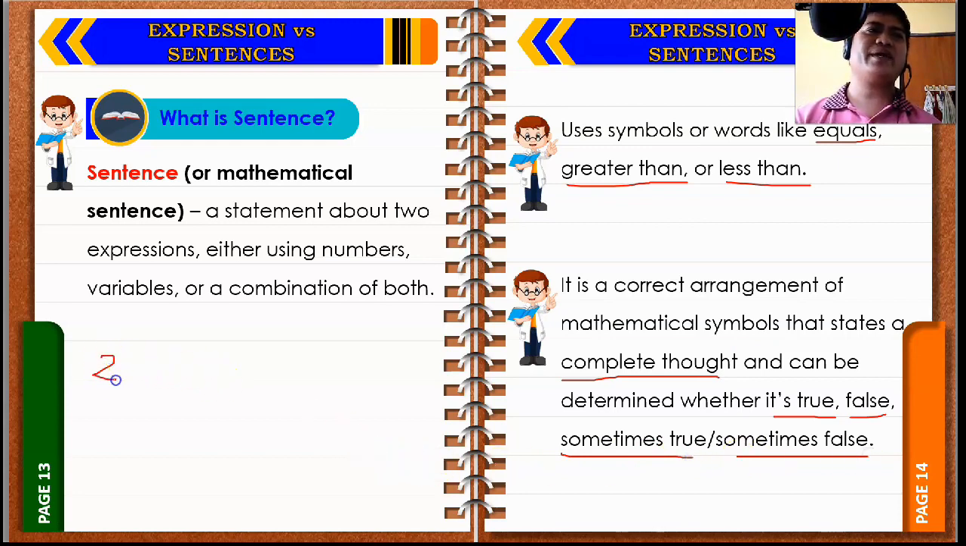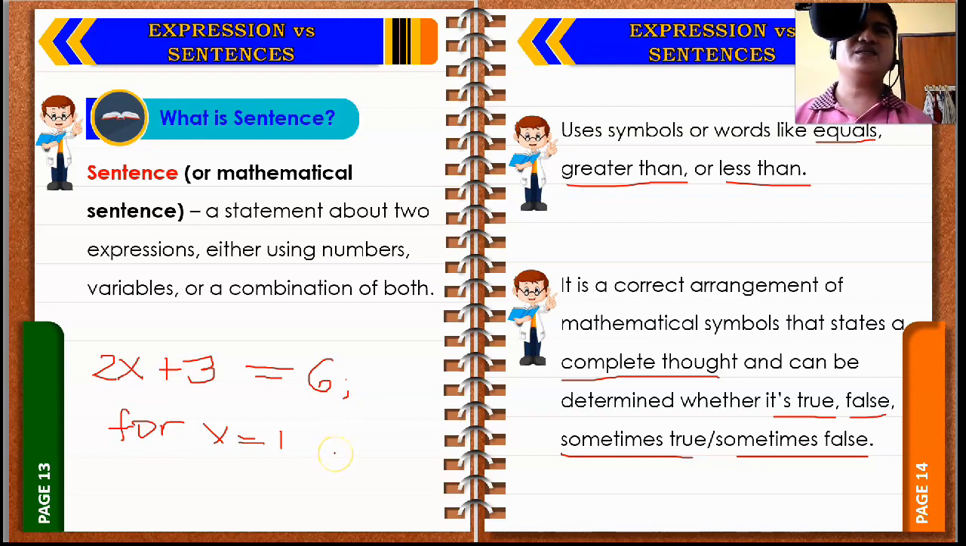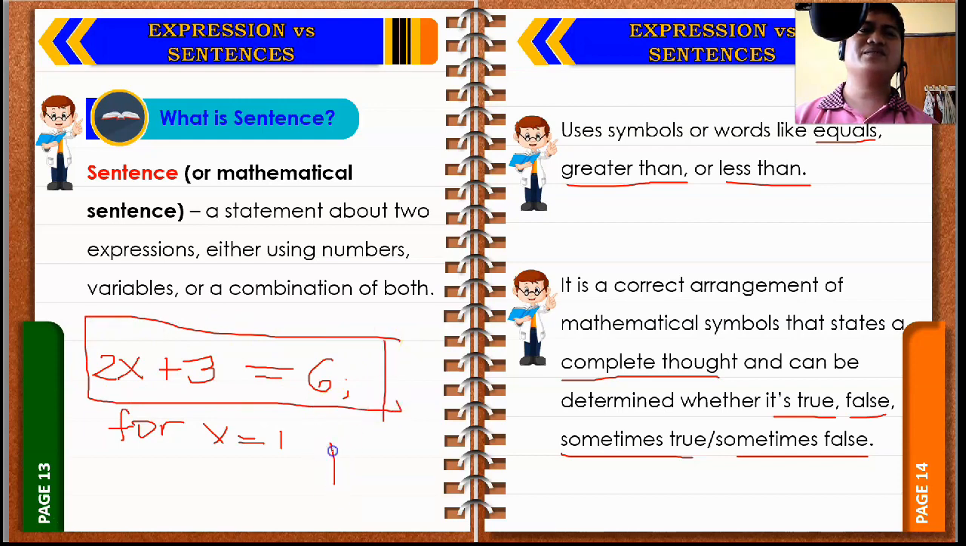For example, we have, say, 2x plus 3 equals 6. 4x equals 1. So, is this true or not? So, this is an example of a sentence. If I substitute the value of x in this equation, then we have 2 times 1 plus 3 equals 5. So, therefore, this particular sentence is false. Because 2x plus 3, if x is 1, is not equal to 6. So that is what we call now a sentence.